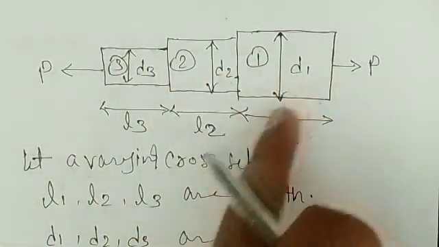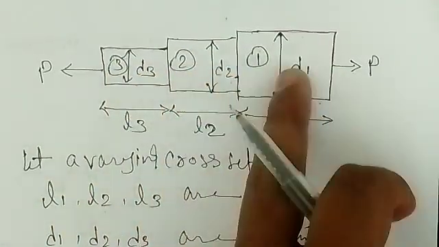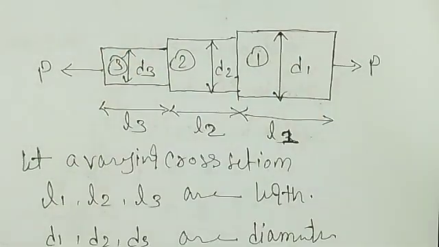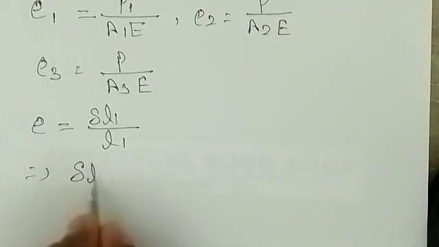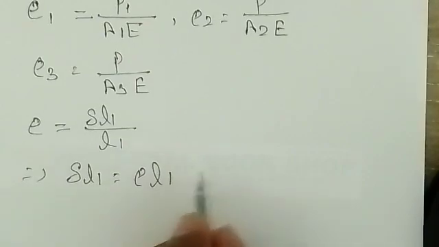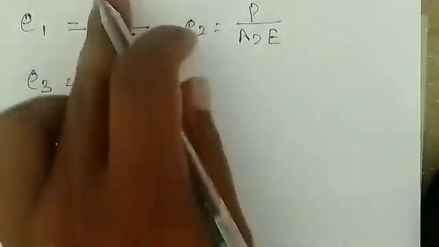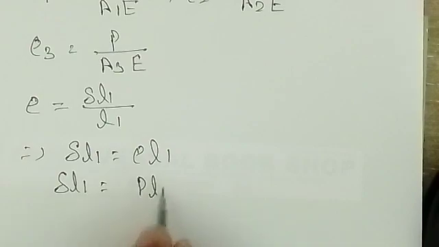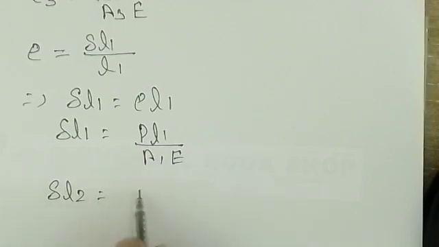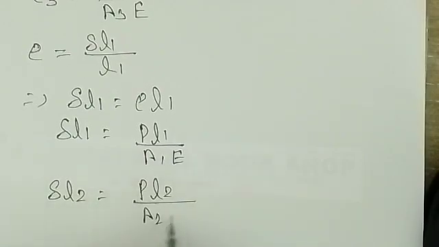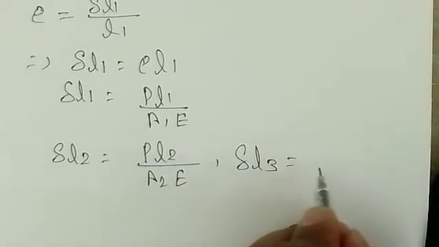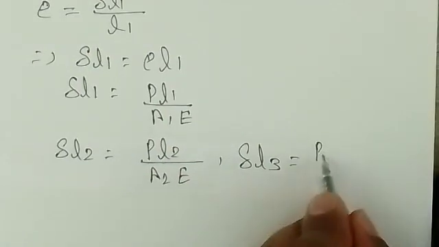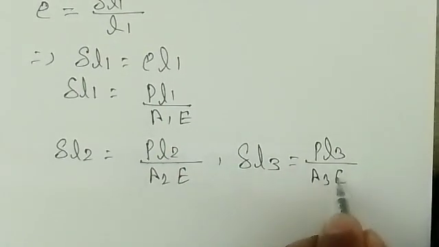The total elongation in a varying section is the elongation in this part plus the elongation in that part, the sum. So that elongation in each cross section we are going to find. Delta L1 is equal to E1 L1, and E1 is P by A1E, so delta L1 is equal to PL1 by A1E. Similarly, delta L2 is equal to PL2 by A2E, and delta L3 is equal to PL3 by A3E, right?